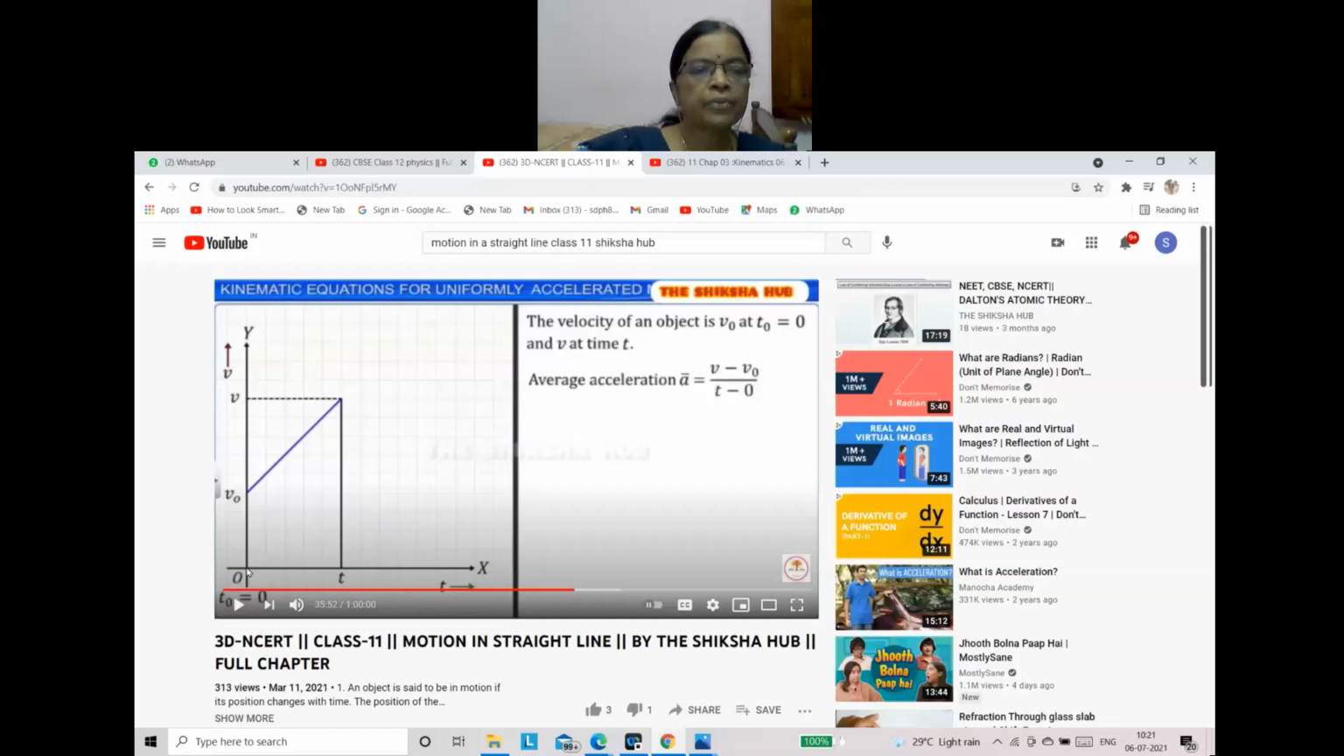If it is 0, this end must be sitting here, touching this origin. Understand? So at time t equal to 0, it is v0. Time t equal to 0, velocity is not 0. If it is 0, the graph will be here. This point will be here. Understand?